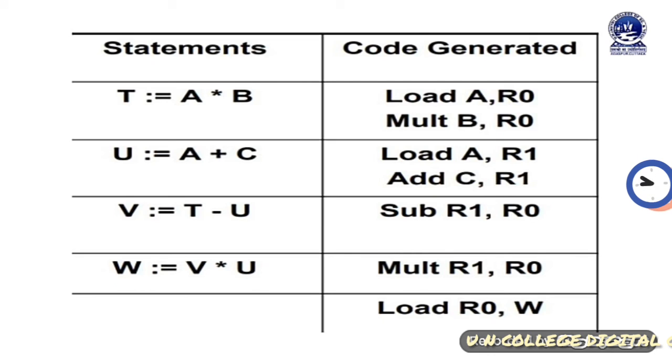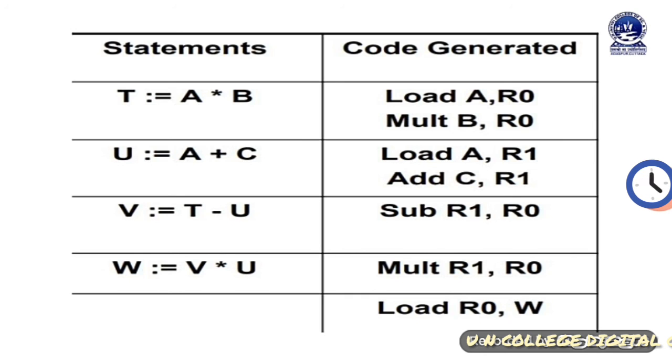Before concluding the class, I am giving one more example so that you will be very clear. Here I have used some statements. The first statement is t equal to a into b, and the target code generated for this statement is load a comma r0. It means that the a value will be loaded into the register. Then for multiplication, mult b comma r0. It means that r0 equal to r0 into b. R0 contains a, and for that reason a into b will be implemented by using this particular code.